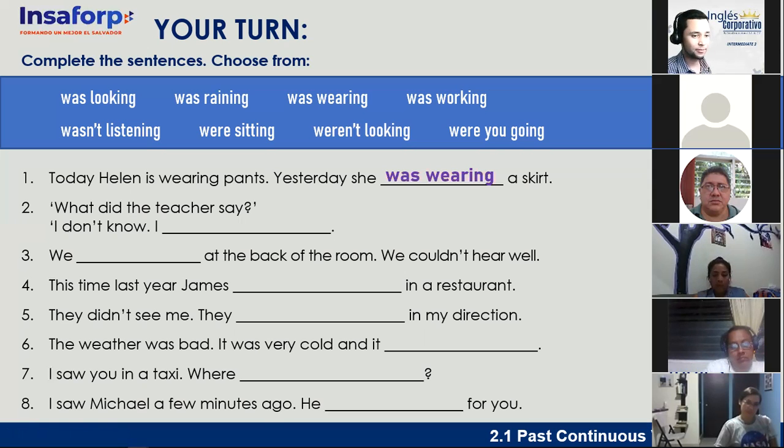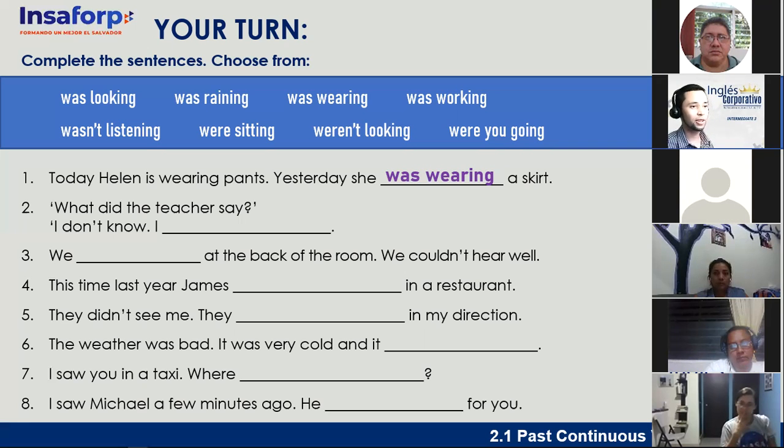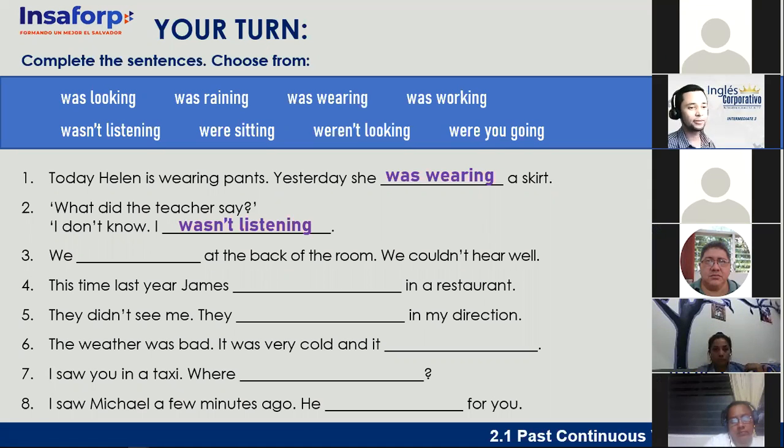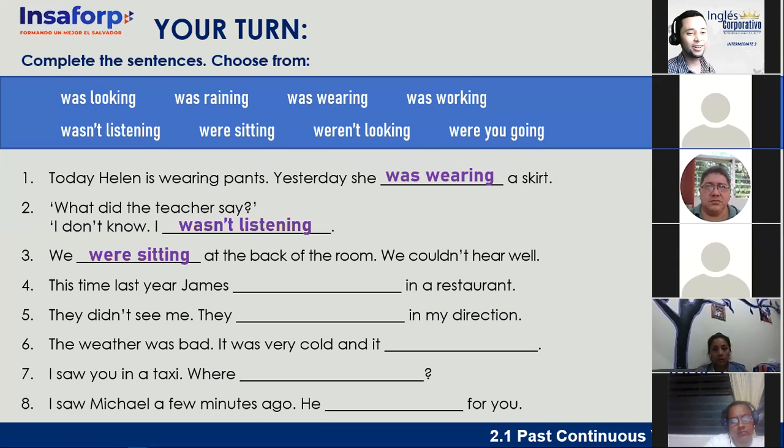What did the teacher say? A volunteer, please. Rodrigo, Antonio. What did the teacher say? I don't know. I wasn't listening. I wasn't listening. Correct. Very good. Thank you. Number three. Volunteer, please. Sandra. We were sitting at the back of the room. We couldn't hear well. Great. Thank you, Sandra. That is correct.